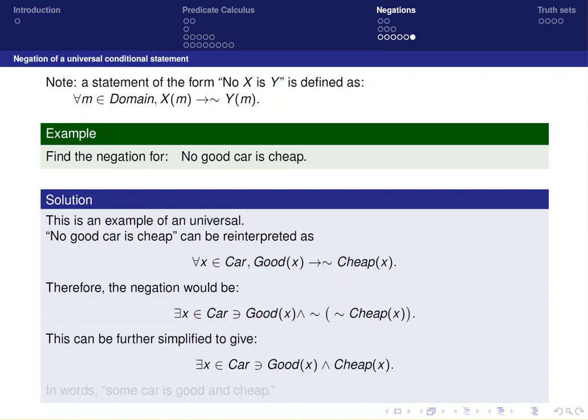So to simplify the expression, we end up with: there exists an x in the domain of cars such that, that's what this symbol stands for, such that x is good and x is cheap. So in other terms, what we're saying is that some car is good and cheap.